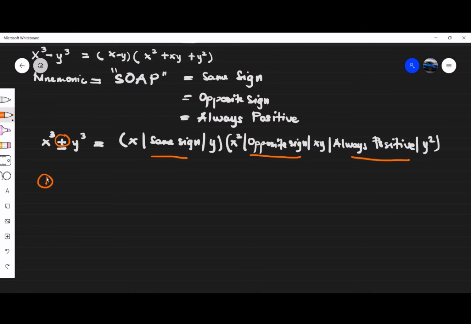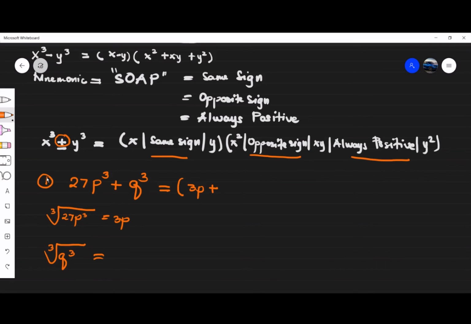Example number one, let's say we have 27p cubed plus q cubed. As you can see, this is positive. In the first parenthesis, we're going to use the same sign. We take the cube root of 27p cubed, which is 3p. We put it there, then the sign, positive, the same sign, and then the cube root of q cubed, which is q.